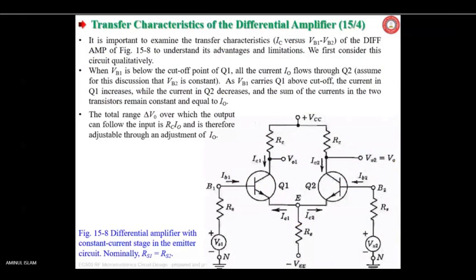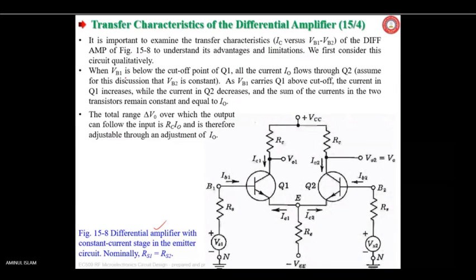Now we'll discuss the transfer characteristic of the differential amplifier. By the time, 5 minutes are there, you can discuss a bit. It is important to examine the transfer characteristics, that is IC versus VB1 minus VB2 of the differential amplifier of this figure, to understand its advantages and limitations.